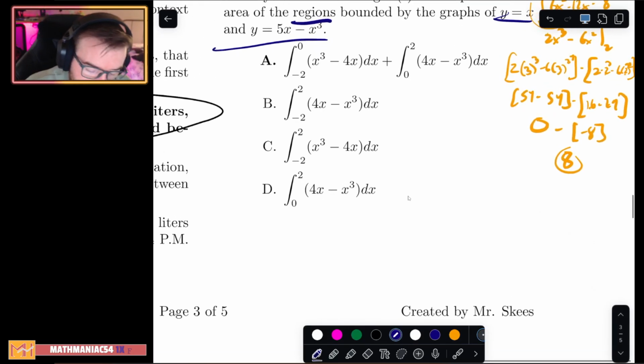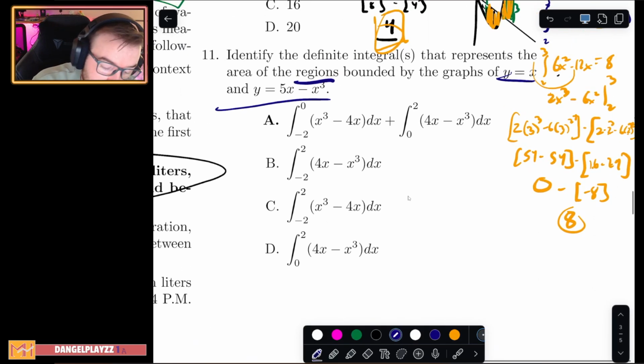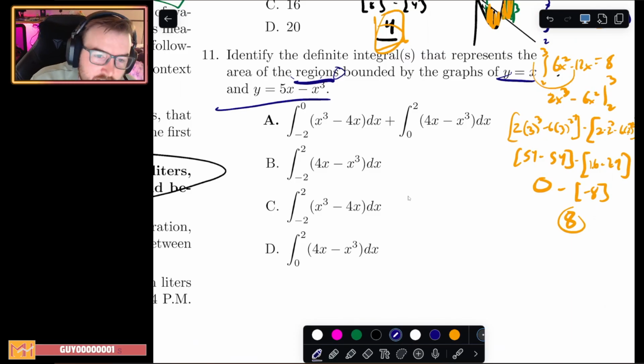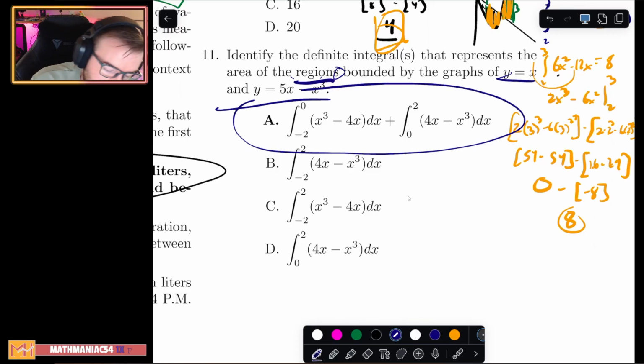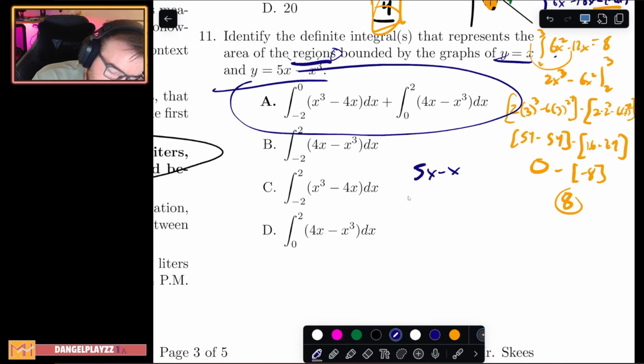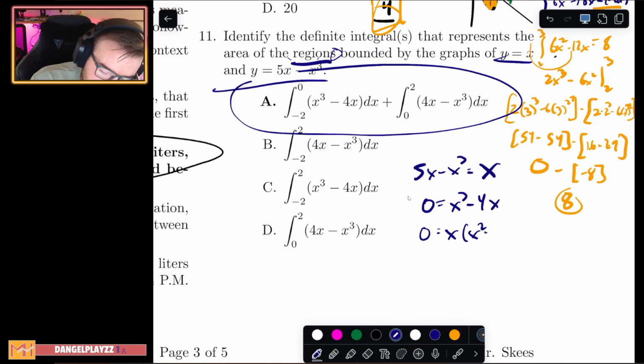That's that. So it kind of gave away the answer, right? There's only one response with two integrals. That's because this is two separate regions. There was this cubic curve that was intersecting the line x, and when you solve, you get x cubed minus 4x. So they intersect at 0, -2, and 2.